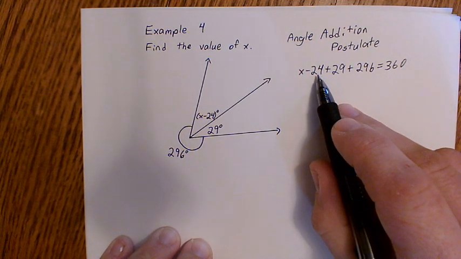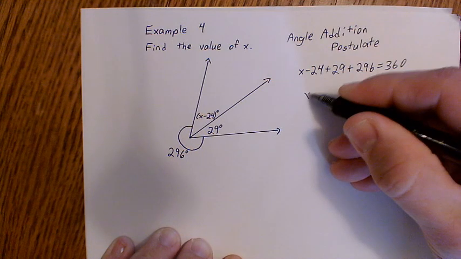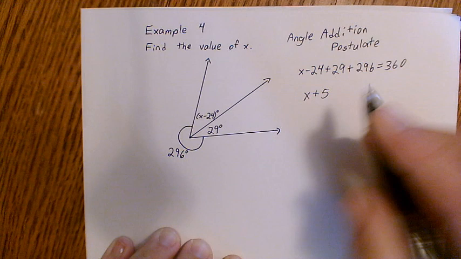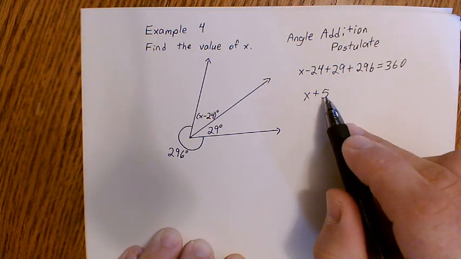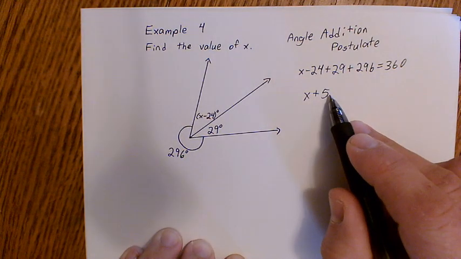Now what I'll do is start combining like terms. I'll start with these first 2. A lot of people make a mistake here. So it's going to be x plus 5. When you see negative 24 plus 29, that's going to be positive 5. Make sure that you're actually doing negative 24. A lot of people get thrown off there.